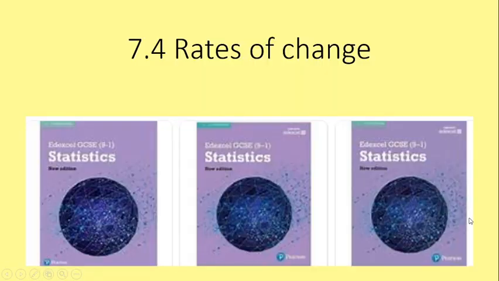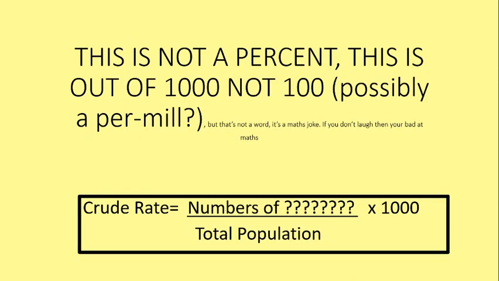Okay, rates of change. 7.4 in your textbook. The first formula is just a couple of formulas you've got to learn. They're very similar. It's your crude rate, and it's numbers of whatever divided by your total population times 1,000. So if you wanted the crude rate of deaths, it'd be number of deaths divided by population times 1,000.